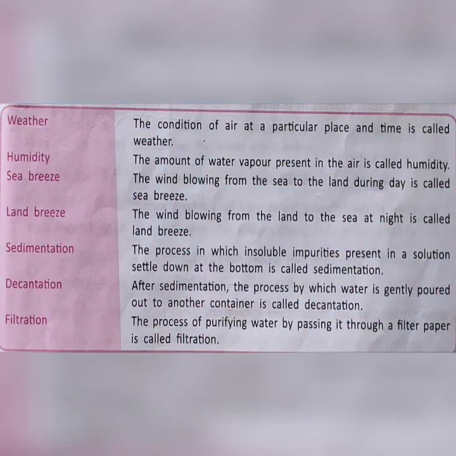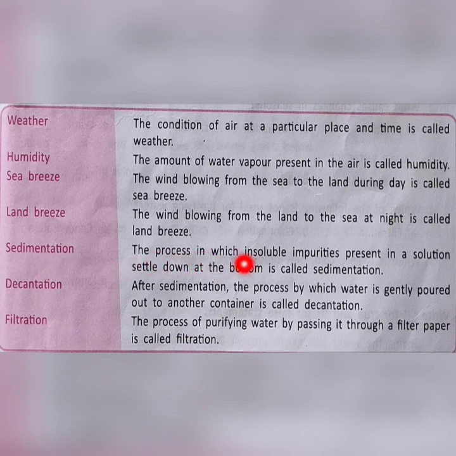First one, it is about weather. The condition of air at a particular place and time is called weather. Humidity: the amount of water vapor present in the air is called humidity. Sea breeze: the wind blowing from the sea to the land during the day is called sea breeze. Land breeze is what? The wind blowing from the land to the sea at night is called land breeze.